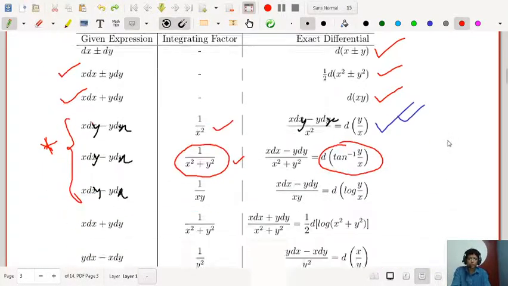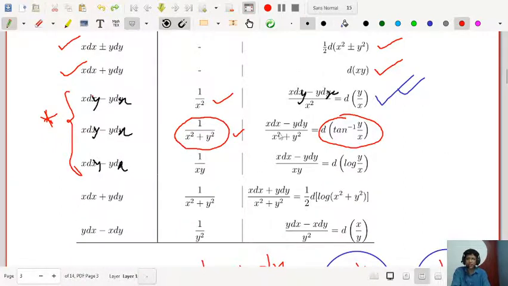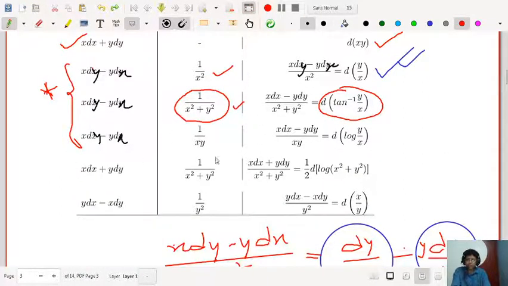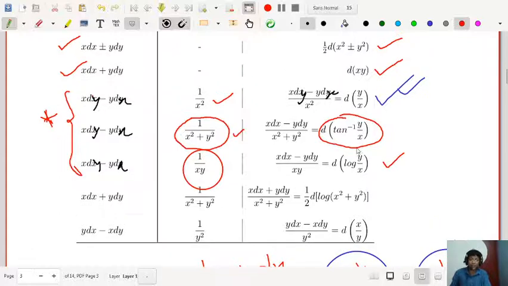Okay, so this is our second integrating factor. Now for the same expression you have 1 by xy. Again, if you split, you will see that this is nothing but d of log y by x. That makes sense because you are having different integrating factors for the same expression.